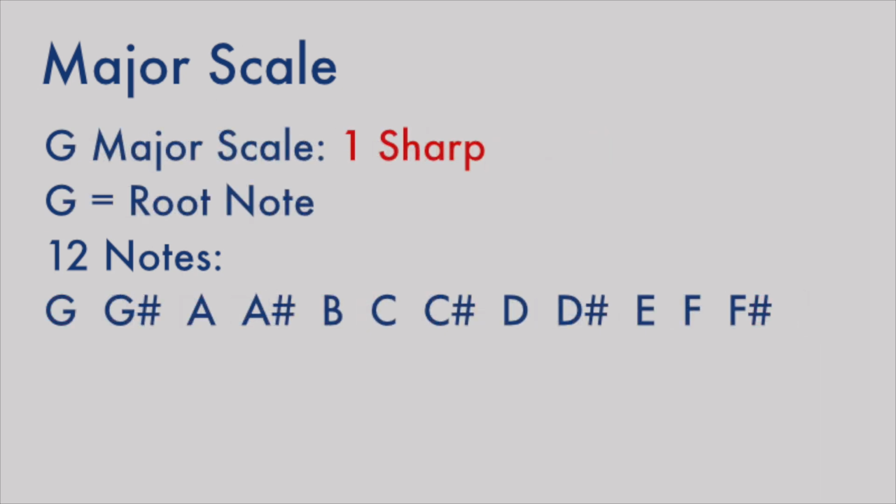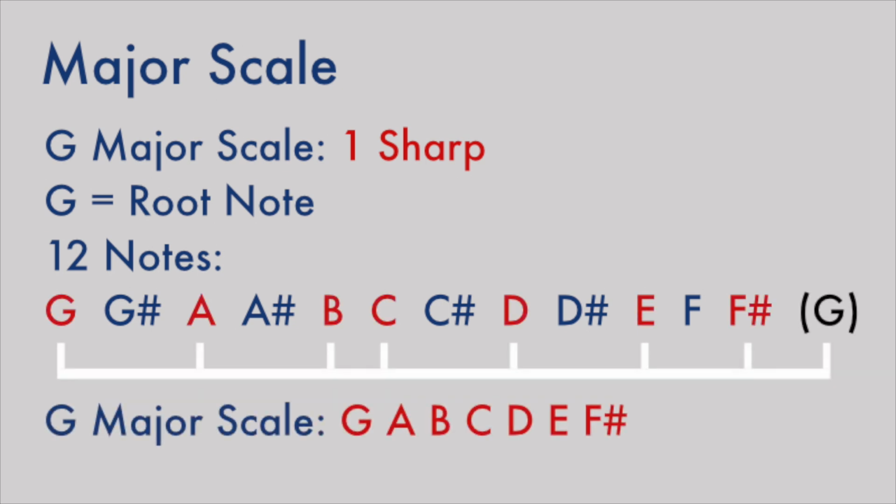Let's look at another example. The G major scale is also an easy scale since it only has 1 sharp. We start at the root note, the G, we apply the formula, and we end up with the following notes: G, A, B, C, D, E, and F sharp. So these 7 notes make up the G major scale.